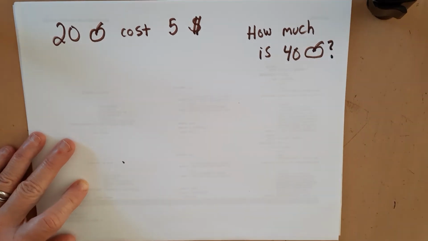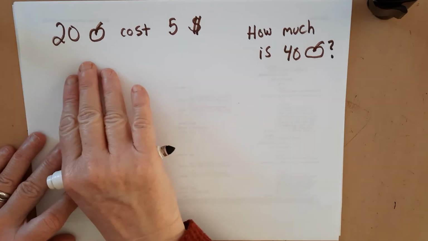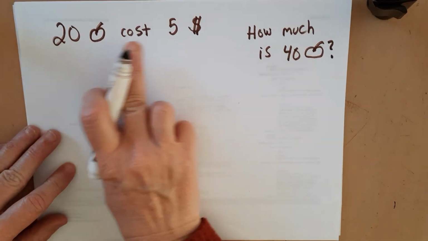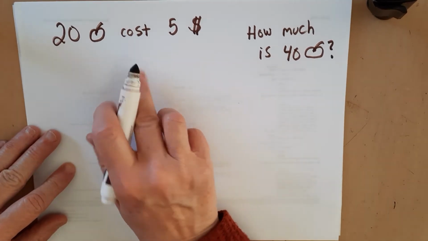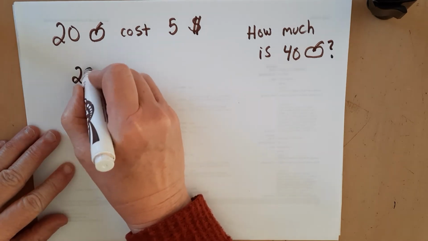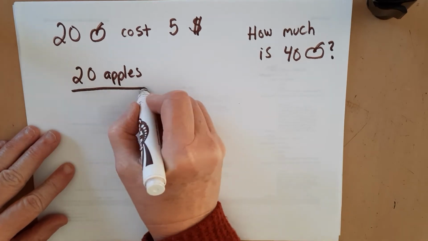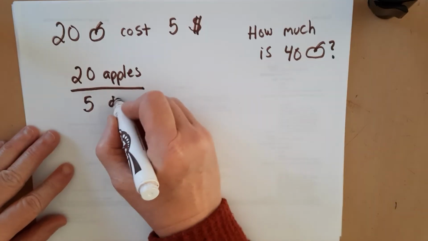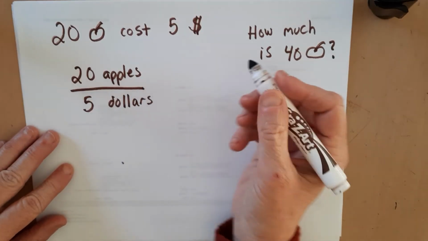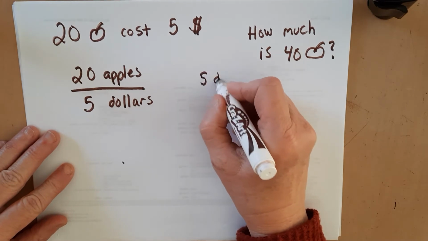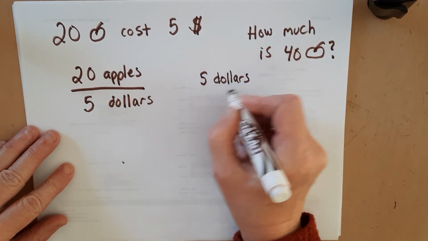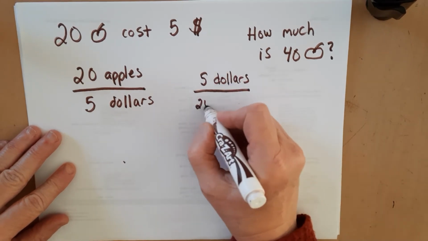How much is the cost of 40 apples? Well, we want to go ahead and write the ratio here. This implies two different ratios or two different rates. We could say 20 apples for every $5. And we could also say $5 for every 20 apples.